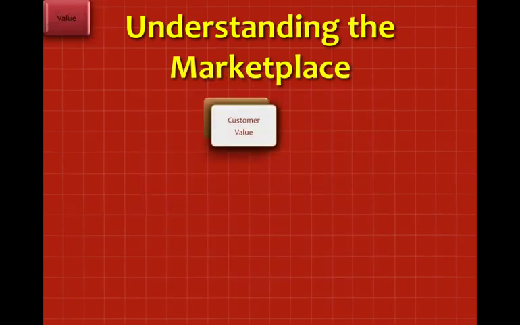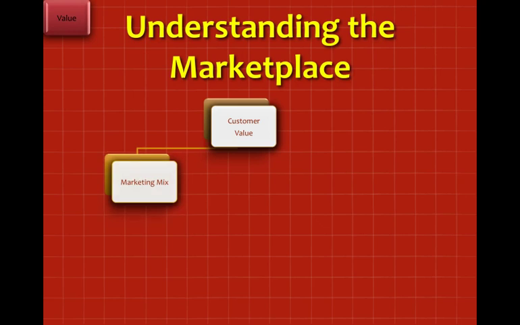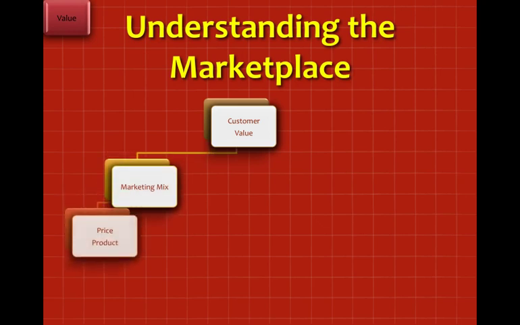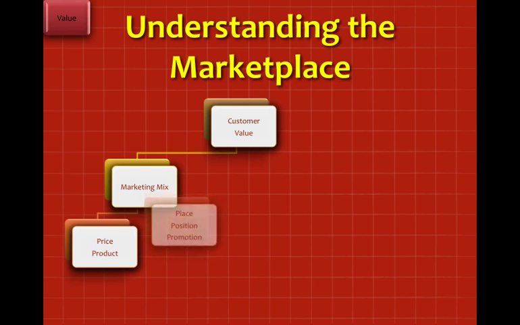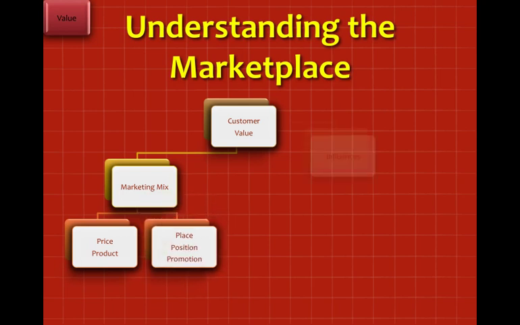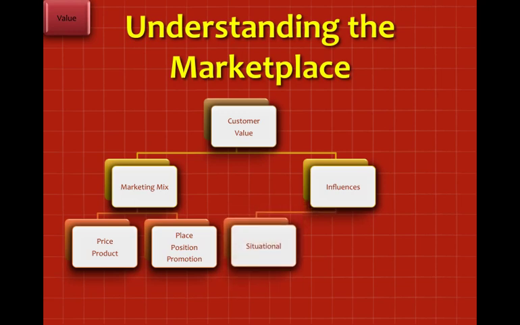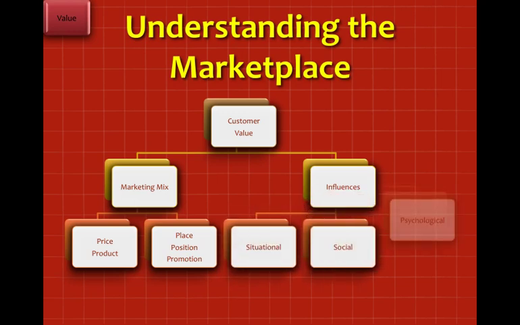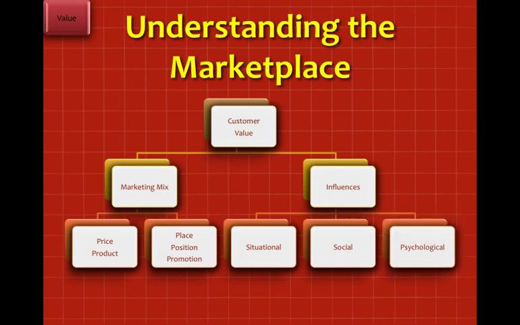So this customer value that's so important, that we as marketers are constantly looking to manipulate, really stems from two particular areas. The first one is the marketing mix, which is nothing more than the 5 P's that we just alluded to in the previous slide: price, product, place, position, and promotion. And then customer value based upon influences. And so those influences can be situational in nature, they can be social in nature, and they can also be psychological in nature.